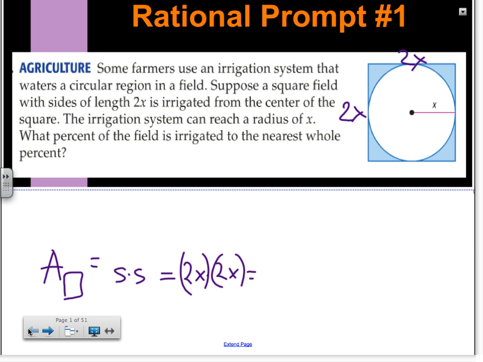That x times x is not x. 2 times 2 is not 2, right? Therefore, in this case, x times x, how many x's do you see here? 2 of them. How do we write it? Write it as a power? It's x squared. So it's going to be 4x squared. This is the area of a square.